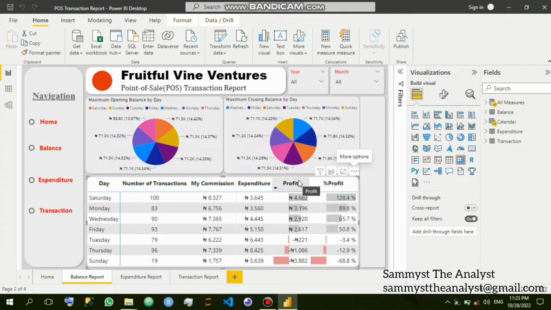Now the profit, based on what we can see here, Saturday also has the highest by profit, and then the lowest, or should I say the loss, losses were incurred on Sundays when there are less transactions actually and less commission, but there were much expenditures. So that leads to this profit, and that leads to a greater profit percent.